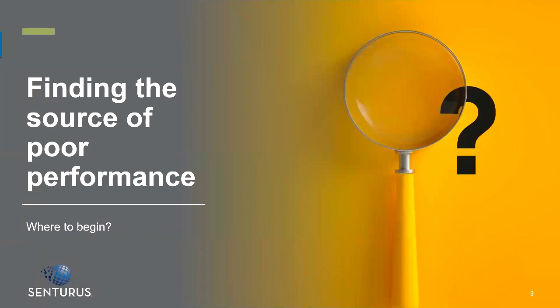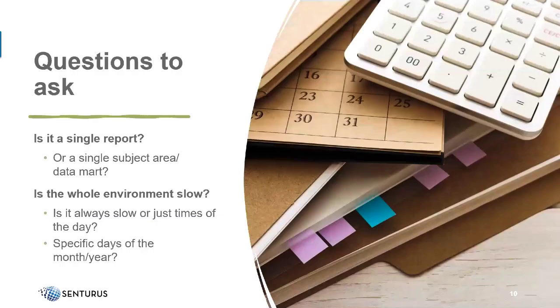So the first step when troubleshooting is to find the source of the performance loss. So where do you begin? To answer that, you have to ask yourself some questions about the issue. I usually like to start with the reports, asking myself questions like: is this a single report, or a single subject area or data mart? Are all the reports that hit, say, package A slow, but reports against package B seem to be working fine? Maybe we have 20 different reports that hit package A and only one of them is running slowly.